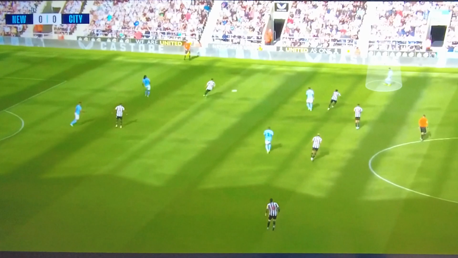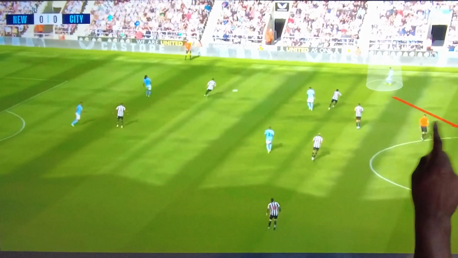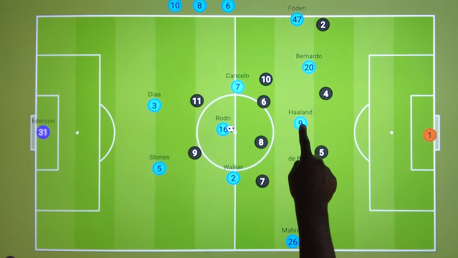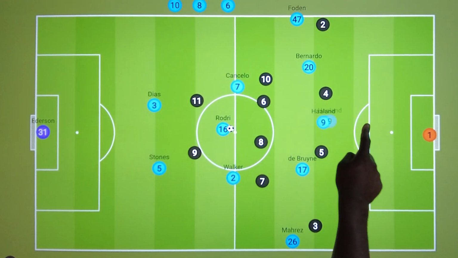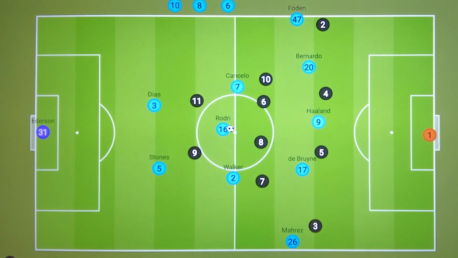Gundogan is then able to drop in from the half space to receive in a bit of space, and then he can look to move higher up the pitch. But one thing that cannot be underestimated is the impact of Haaland. Watching him throughout the 90, he's always on the move, looking to make runs in behind the defense. This creates problems for both the opposition midfield and centre-backs.